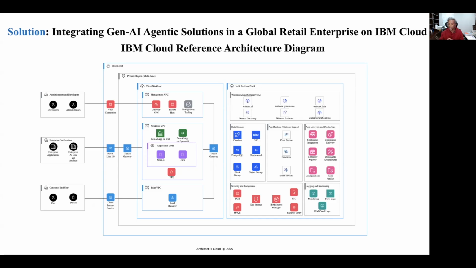And when it comes to the application lifecycle, DevSecOps, you can leverage these types of services: continuous integration, continuous delivery. Container Registry is another service when you deploy your application in containers, and also deployable architecture, configurations, and repo architecture are the services for helping you out in the application lifecycle and DevSecOps. And when it comes to security and compliance, you can leverage these services: IAM, HPCS, Key Protect, and also Security Verify. These are all the security services available in the IBM Cloud.